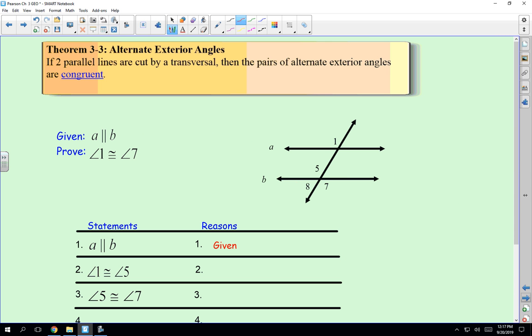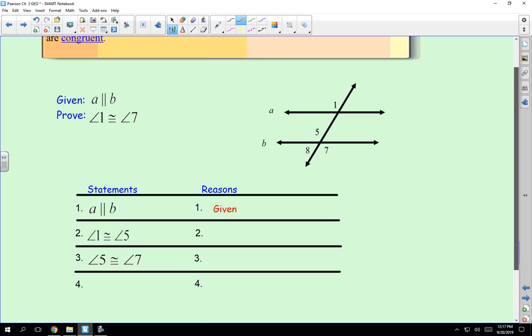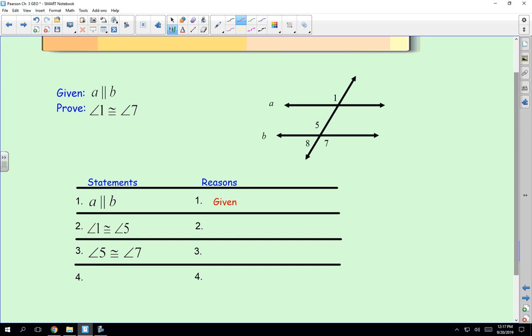All right, and then the last one here, we're going to prove that alternate exterior angles are congruent if the lines are parallel. So A parallel to B is given. 1 is congruent to 5. You know why we can say 1 is congruent to 5? You have to ask the question, what kind of angles are 1 and 5? They are congruent, but what type are they?